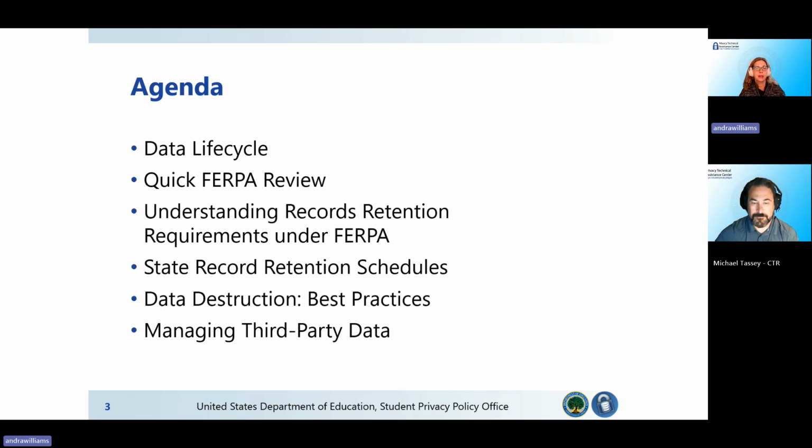Here's the agenda for today. Remember, our topic is data retention and data destruction under FERPA. We'll be here for about an hour.